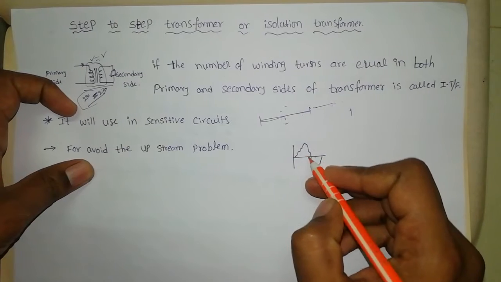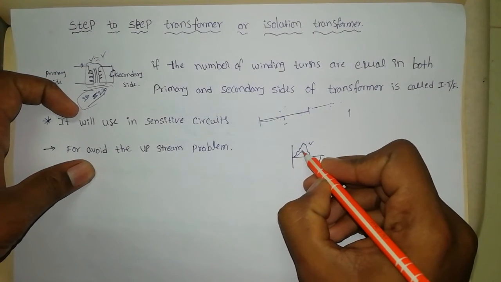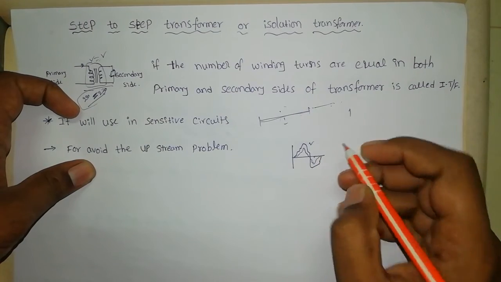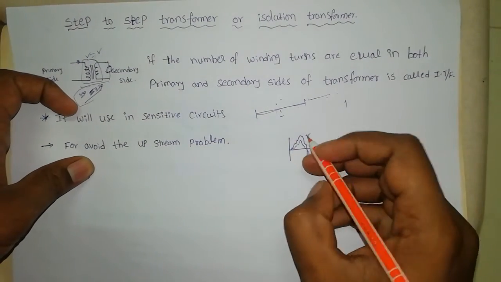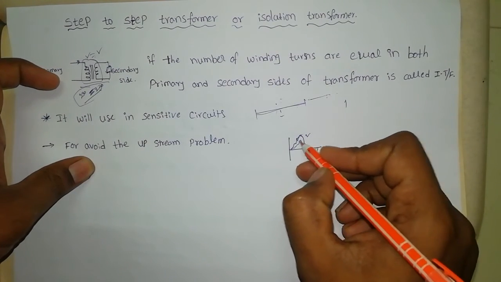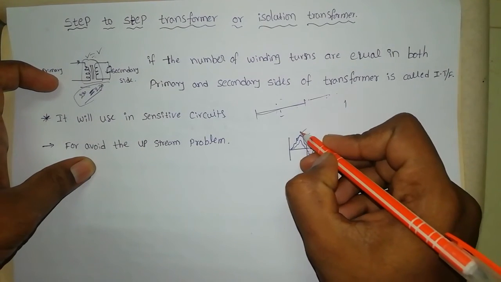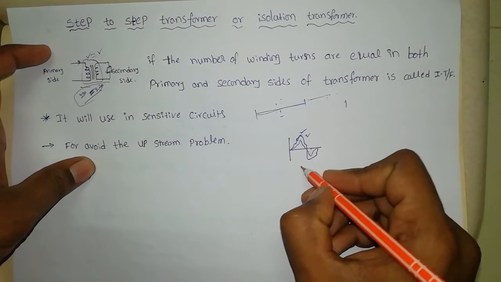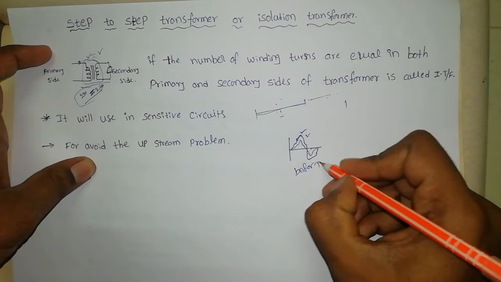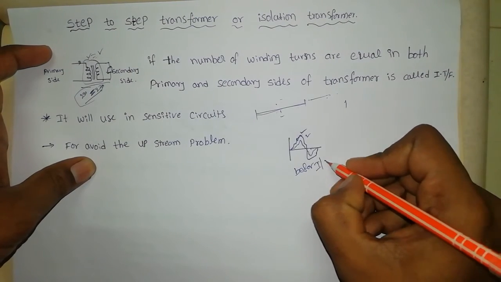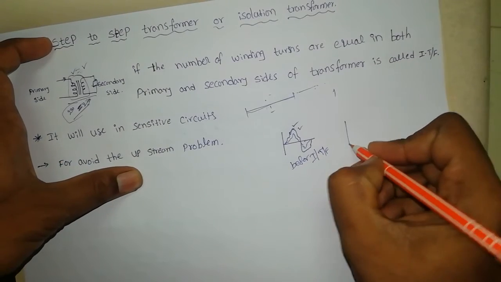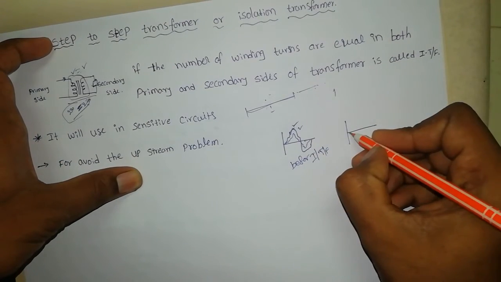For example, this is our voltage or current wave. It will be like this. After transmission and distribution, some ripple factor will be present in this type. This is before the isolation transformer. After the isolation transformer, these curves will be like this.